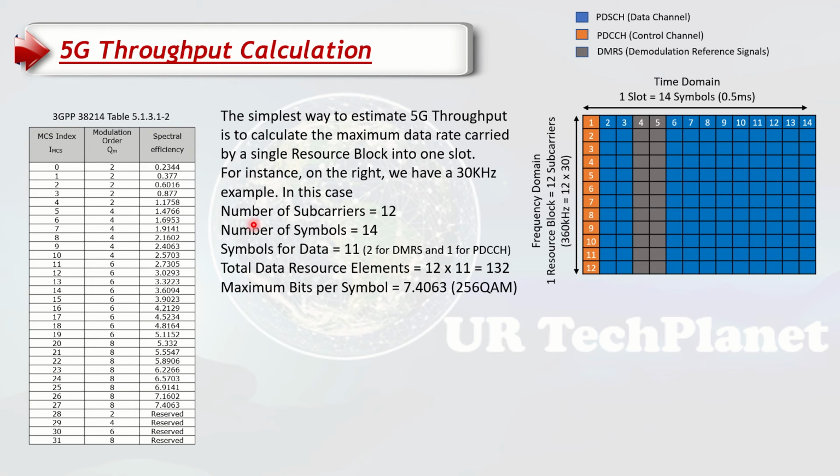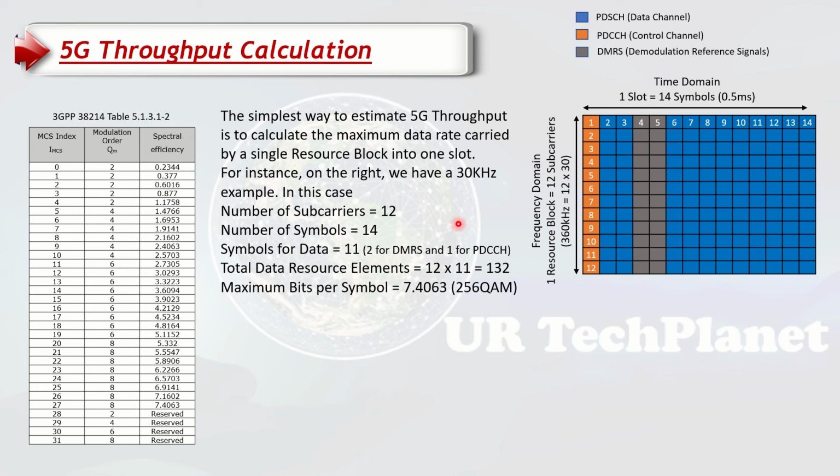Now, as we discussed, we need the number of subcarriers. We know they are 12, right? We know the number of symbols. We know they are 14 in one slot. And from the frame structure, we know that the first symbol is used for PDCCH, the control channel, and we use two more symbols for the reference signals. So the actual number of symbols that we use for data that will actually carry traffic is around 11. So 14 minus 3, we get 11 symbols.